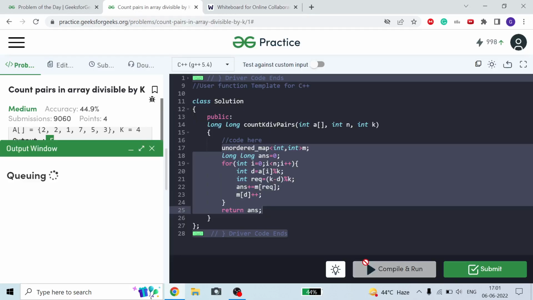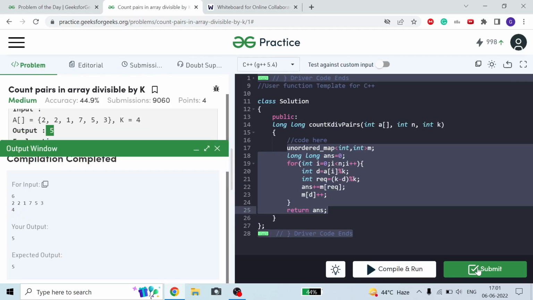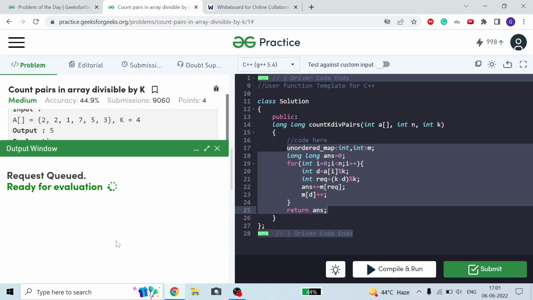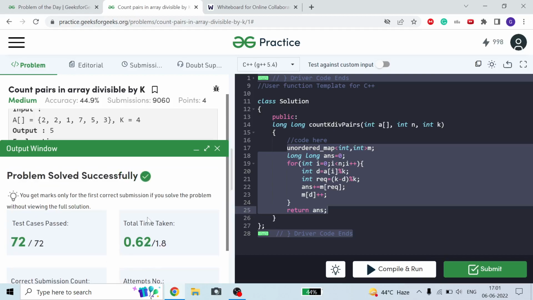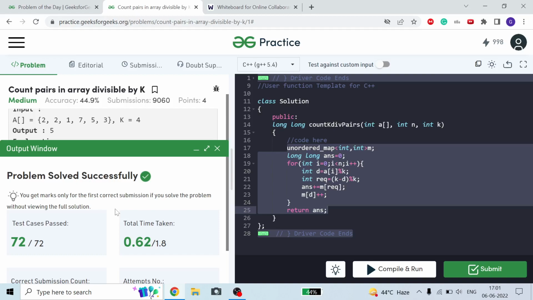Okay guys, this is the code. Now I will compile and run it. Correct answer, just submit it. So you guys can see all 72 test cases pass. Okay guys, so I hope you all understand the problem, just a simple mathematical problem. You can dry run it.